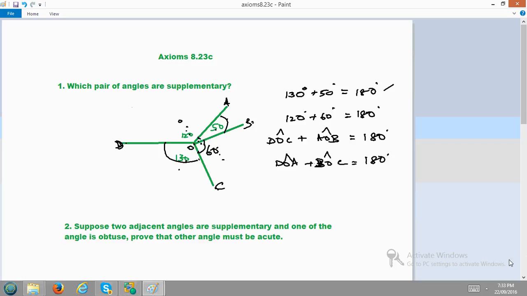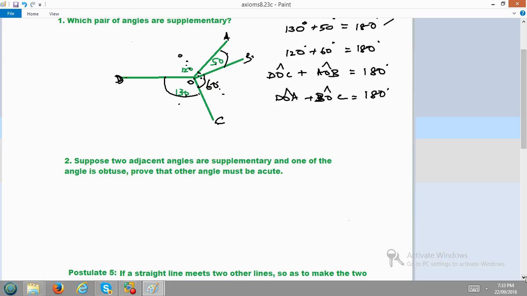So next problem. Suppose two adjacent angles are supplementary and one of the angles is obtuse. Prove that the other angle must be acute. What we have seen is one straight line. So these two angles, let us call them theta 1 and theta 2. Theta 1 plus theta 2, as per the rule, is equal to 180 degrees.